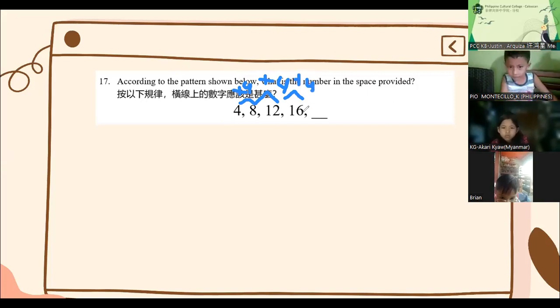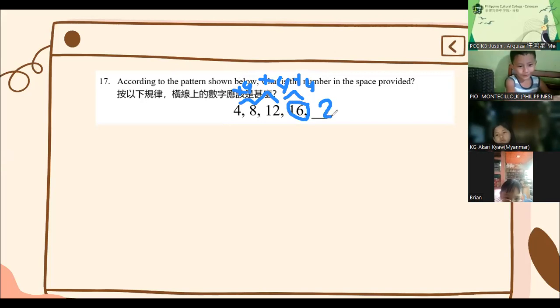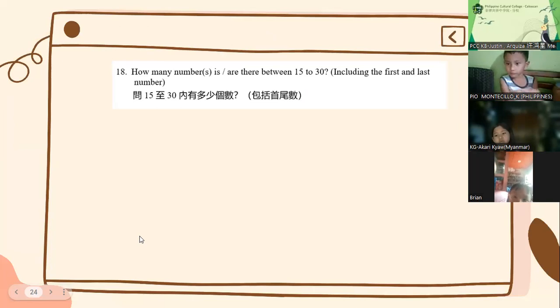So if that is the case, then all you need to do is to add again 4 to the previous number. Our previous number here is 16 to get the next number. So 16 plus 4, that is 20. That's how you got your answer, which is 20. Very good. Did you guys all get a perfect score in your mock test?